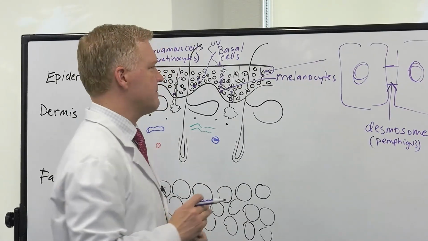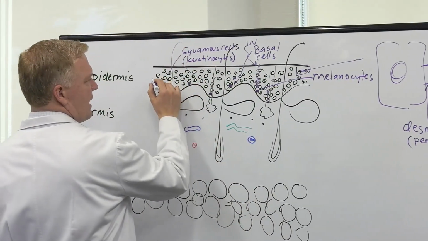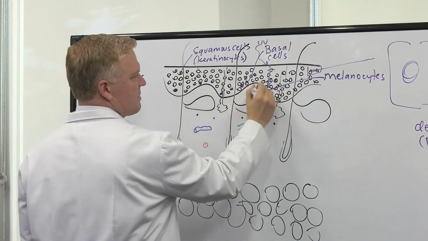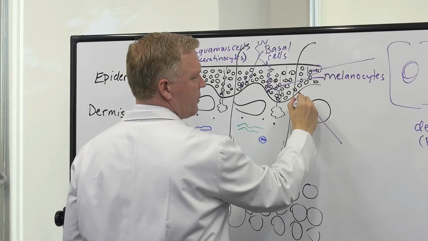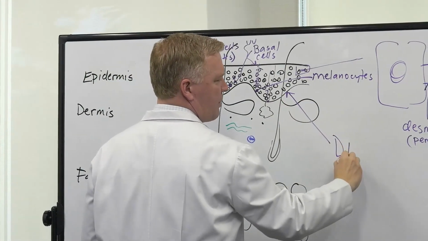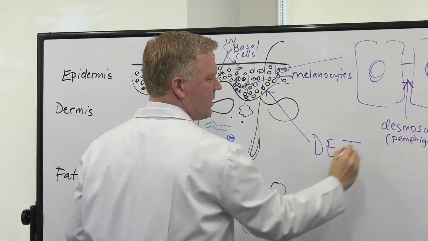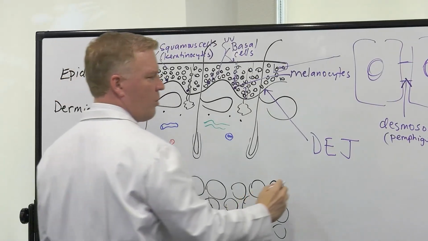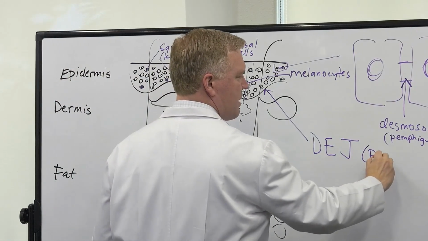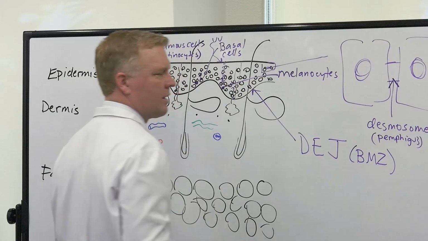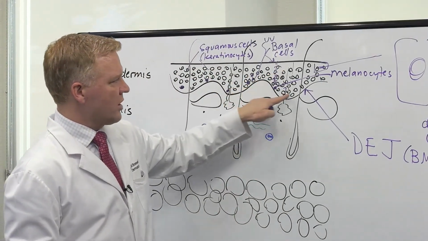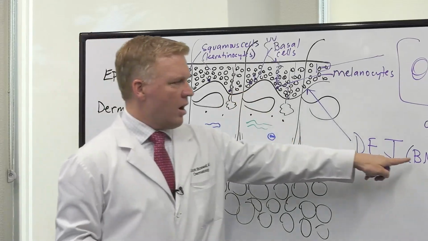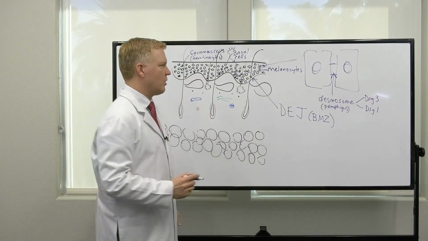Here at this intersection between the epidermis and the dermis is something called the dermal epidermal junction, or the DEJ. We also call that the basement membrane zone. You're going to see that written a lot in textbooks. The dermal epidermal junction is this area right here, also called the basement membrane zone.